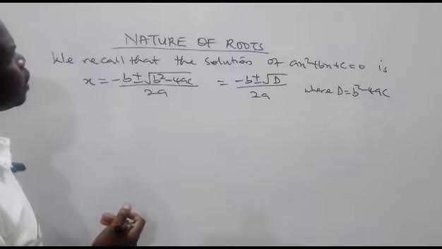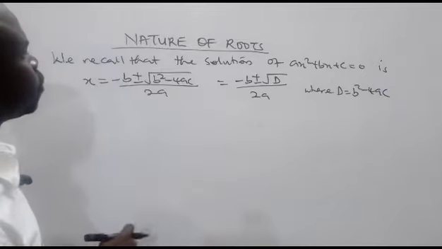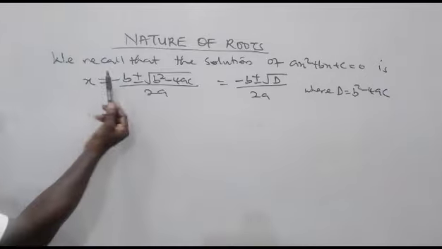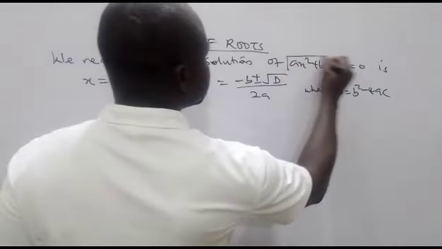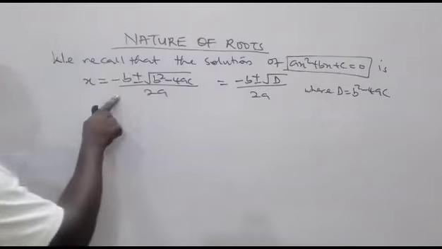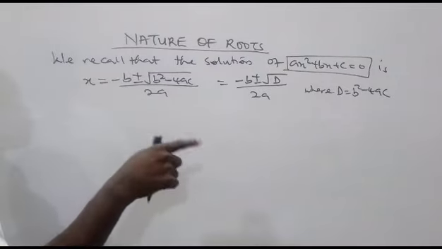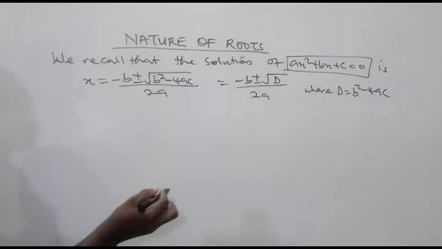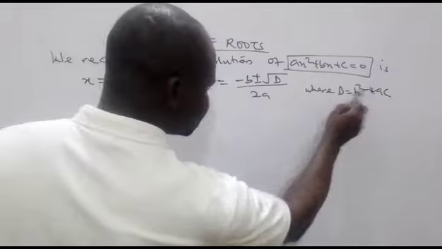Today we want to look at an in-depth analysis of the nature of roots of a quadratic equation. We recall that the solution of ax squared plus bx plus c, which is the general form of a quadratic equation, is this. When we use the formula, this is what we are going to get. And we actually talked about the discriminant. b squared minus 4ac is represented as D, which is called the discriminant.